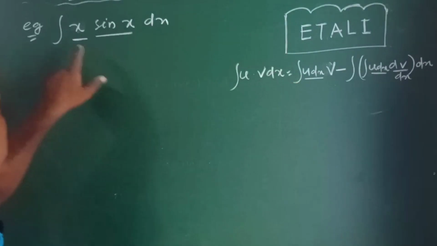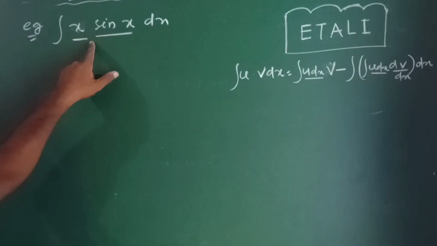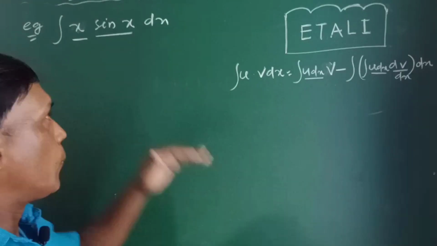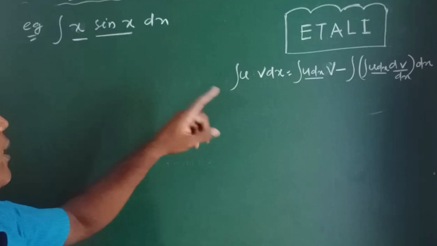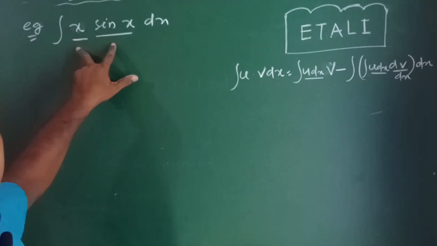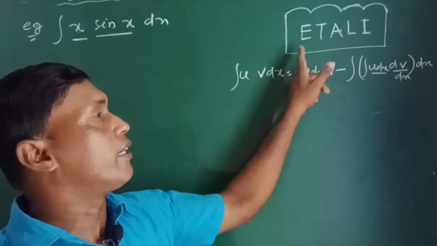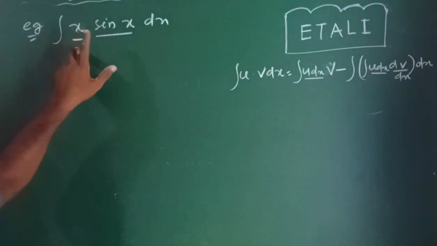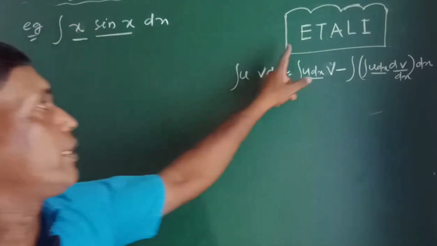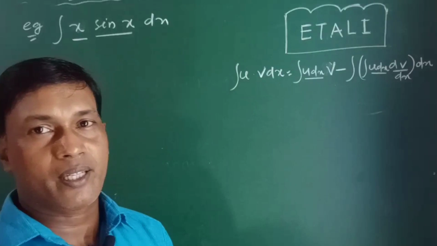Now look at here, this x appears here first, but this is not the first function. We have to look into the fact that out of these two, which function appears first in this ILATE serial. तो हमको देखना पड़ेगा ये दो फंक्शन में कौन सा फंक्शन ये इटली सीरियल में पहले आता है, वही फंक्शन का हम इंटीग्रेशन करेंगे और दूसरा फंक्शन का डेरिवेटिव करेंगे.